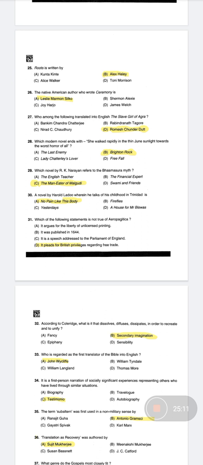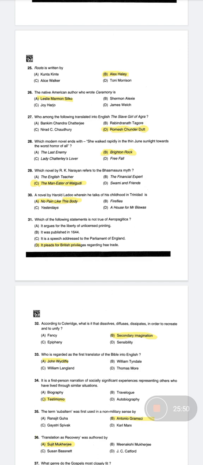Brighton Rock is a novel written by Graham Greene, published in 1938, and later adapted into film and theatre also. The novel is a murder thriller written in the 1930s. And the last line is very famous: She walked rapidly in the thin June sunlight toward the worst horror of all. So now they can ask who is the author of this work. You have to keep in mind that Graham Greene is the author of this work. Okay.